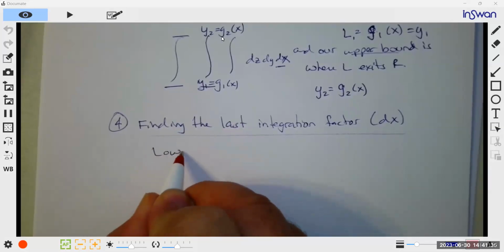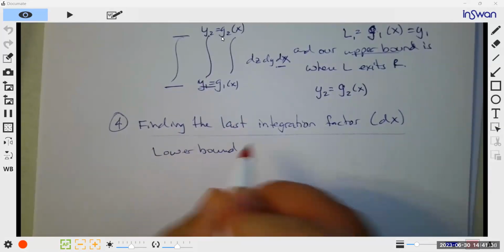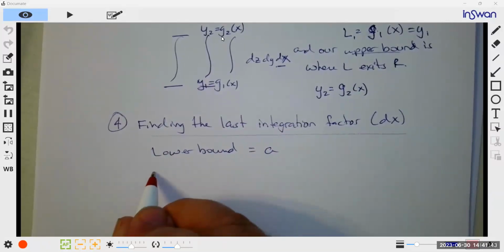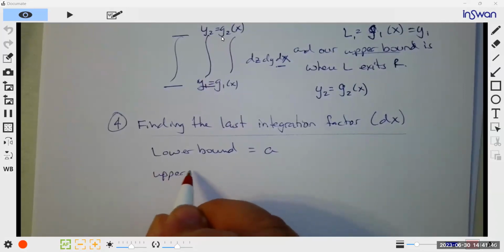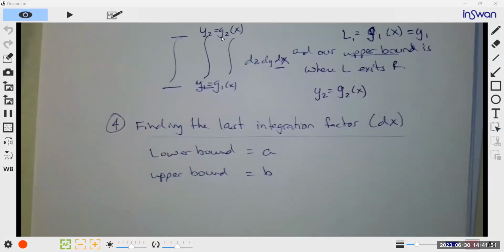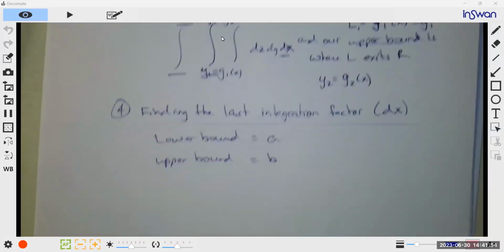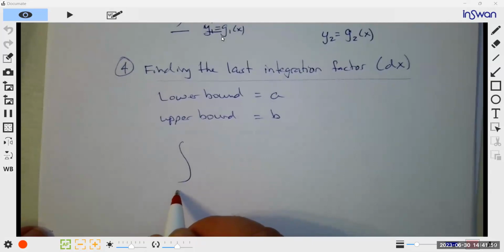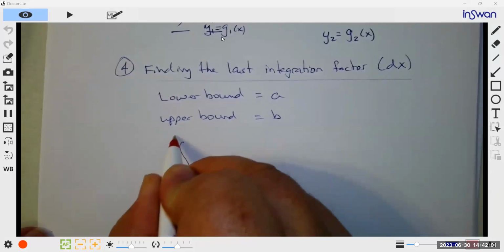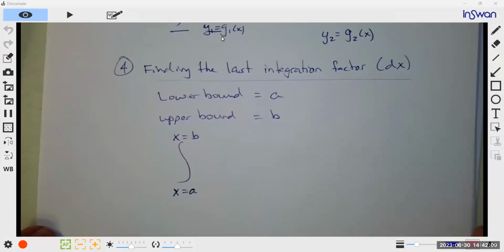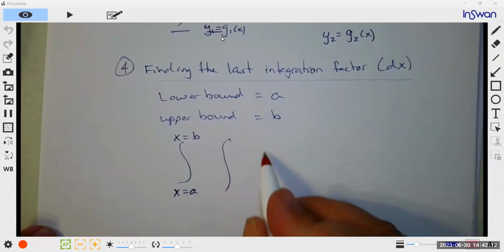So the lower bound is equal to A. And the upper bound is equal to B. Remember, the last bound's always a number. And then we have our two other ones.